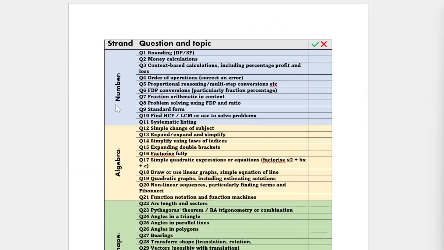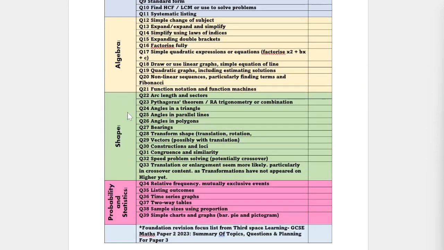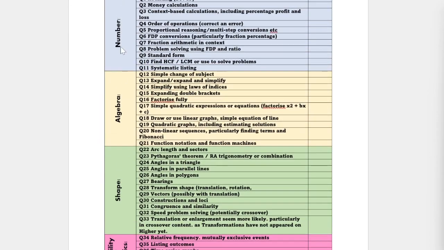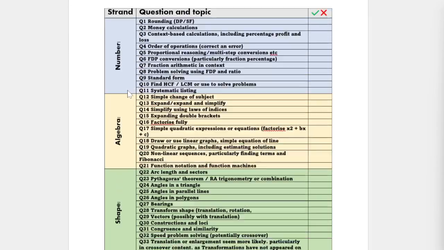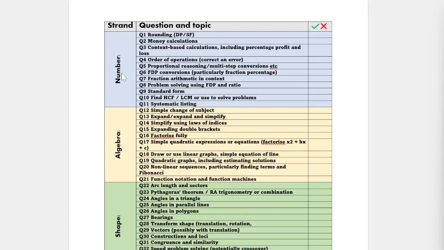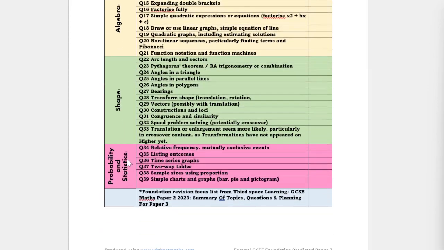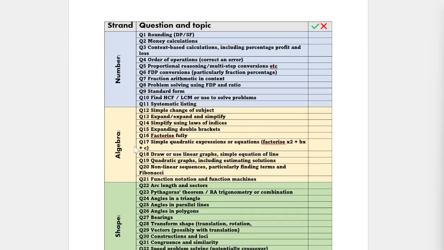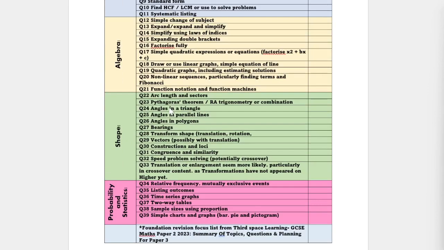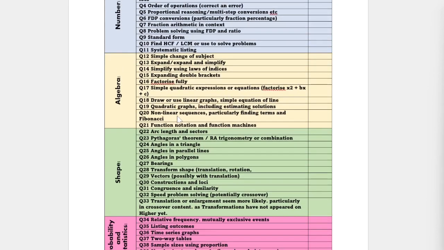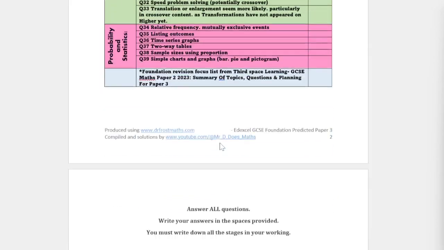Third Space Learning broke it up into 10 or so questions on each of the main areas, and I've put the paper in that order. So all of the number first, then we look at algebra, then shape, and then finally probability and statistics. They're not in order of difficulty, they're just in the order that Third Space Learning created this hit list. So let's crack on with question 1.